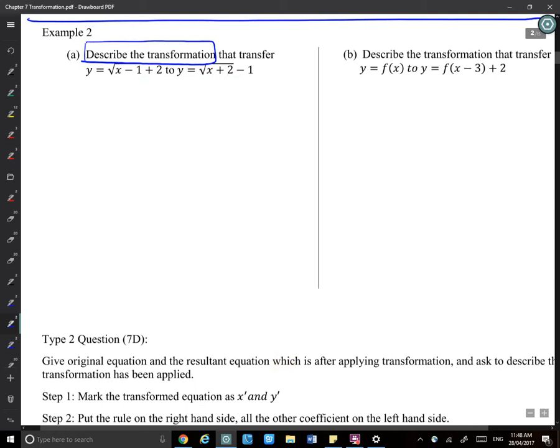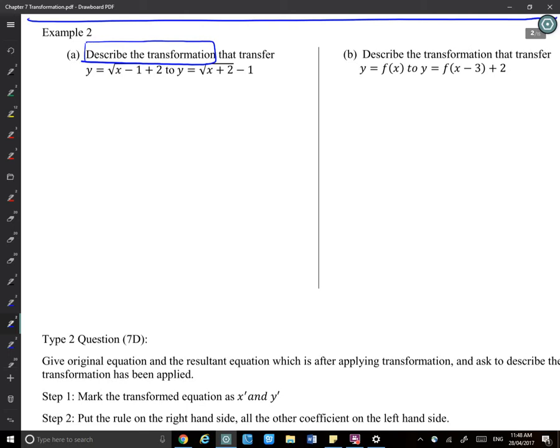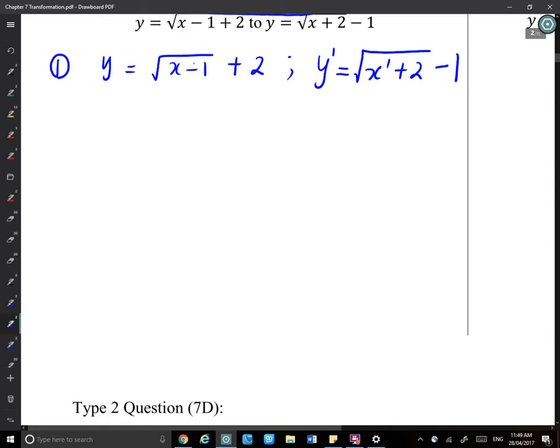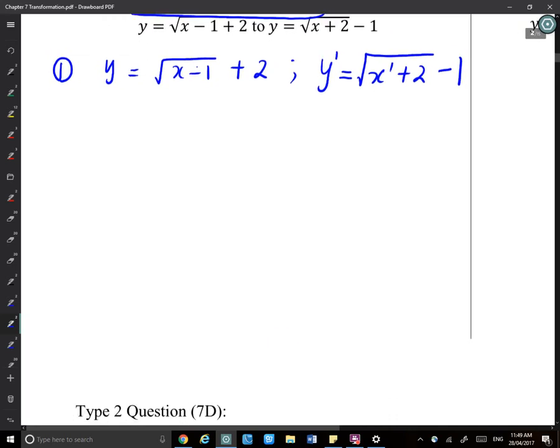So the first thing I will do is distinguish between the new graph and the old graph. How do we distinguish between them? We have x dash, y dash in the new equation. So y equals square root x minus 1 plus 2 is still the original one. And the new one is y dash equals x dash plus 2 minus 1. That's step number 1. Put dash on the new equation, from this to that.